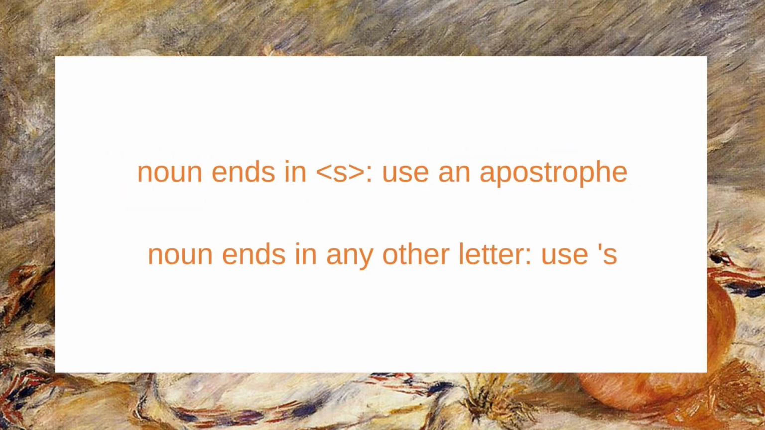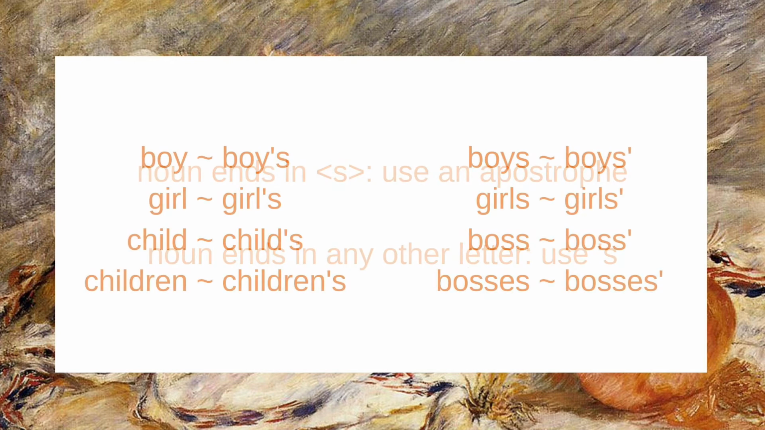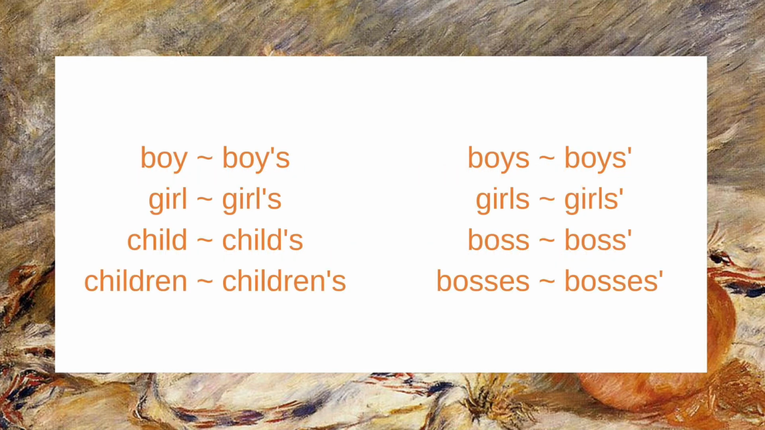When the noun ends with the letter S, put only an apostrophe on the end of the noun to form the possessive. When the noun ends with any other letter, put an apostrophe S on the end of the noun. The nouns boy, girl, child, and children do not end in S and therefore take the apostrophe S in the possessive. The nouns boys, girls, boss, and bosses do end in S and therefore take only the apostrophe.